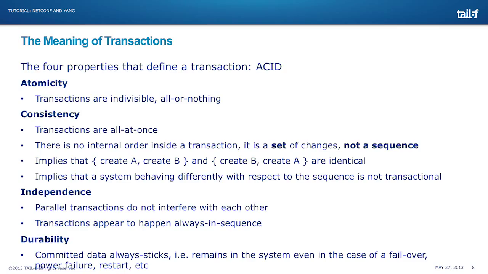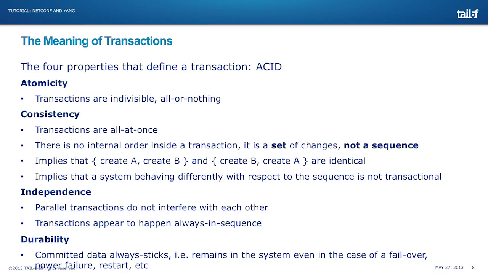Consistency. Transactions are all at once. It's a set of changes. Order doesn't matter in a transaction. Whether I put create A and create B into the transaction or create B and create A in the transaction, it's identical. All paths from my start and my end point for the change set of this transaction, all paths from A to B are equal. So I'm giving you a set of changes, and this is the set. It doesn't matter what order I typed CLI commands to populate my transaction. What matters is the set of changes.